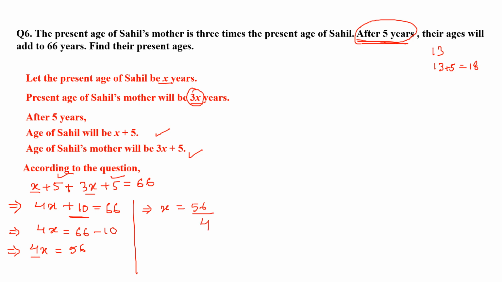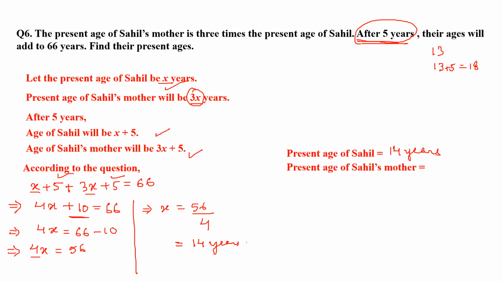Because 4 is multiplied here. When you transpose, multiplication will change to division. And 56 divided by 4 will give me 14 years. Okay. So from here I can see the present age of Sahil is 14 years, because I have taken that as x. Now then mother's age will be 3x, isn't it? 3x means 3 into 14, which will give me 42 years. So this is your answer.